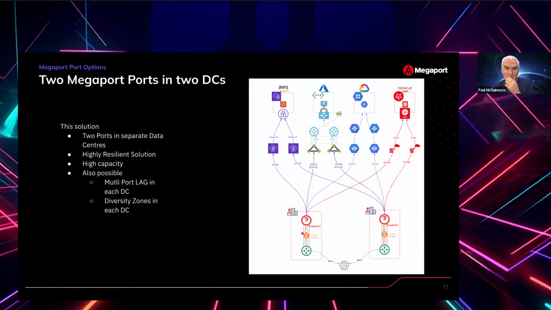Then if we take that one step further and look at creating ports in separate data centers, we'll come up with a solution like this. This is highly resilient, and it is a very popular deployment from our customers. So you're taking single ports in separate data centers. Now, if you wanted, you could also LAG these ports in each of the separate data centers, and you could take advantage of the port diversity. So in the data center on the left, you could have blue and red ports. In the data center on the right, you could have blue and red ports as well. This is a really nice solution that allows you a lot of resilience.